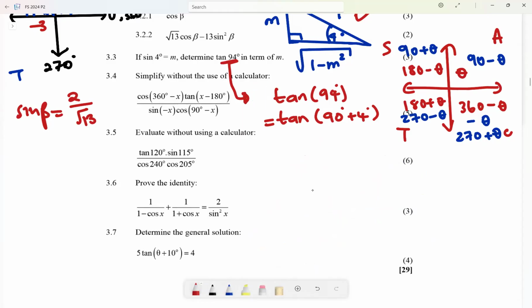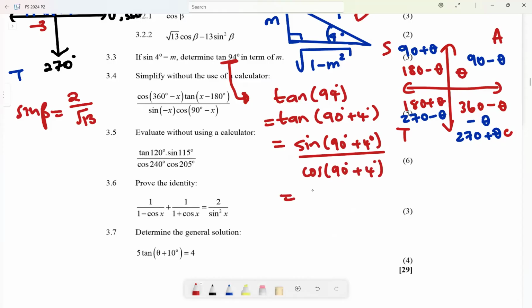Okay? But remember, I do not have something for tan. I'll just say this is tan. I can't say this is tan 90, tan 4. Instead, I'll say, remember what is tan? Tan is sine of 90 degrees plus 4 degrees divided by what? Cos of 90 degrees plus 4 degrees.